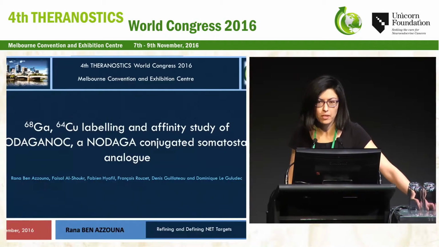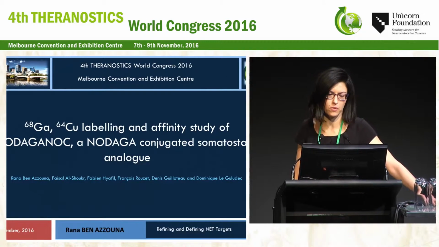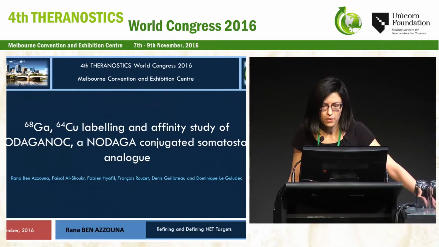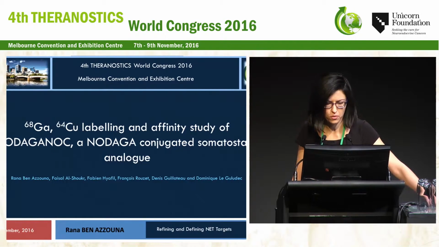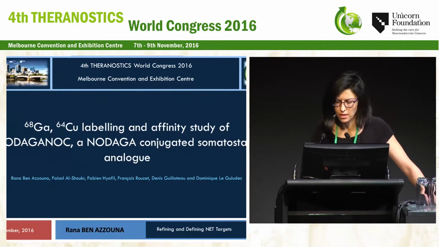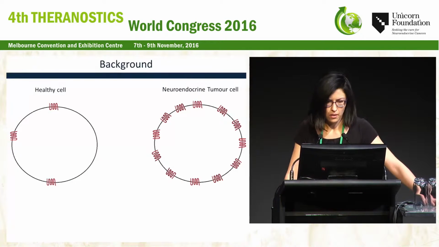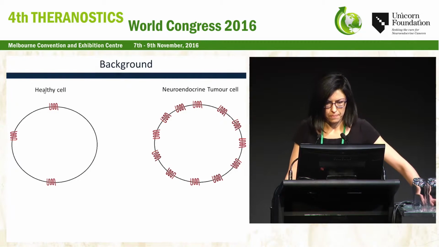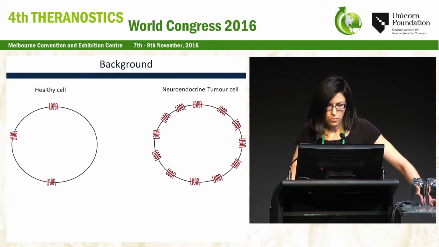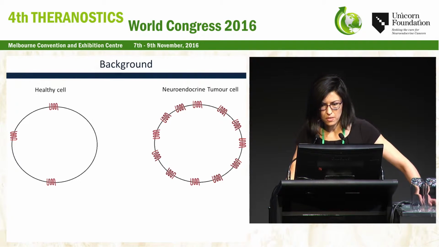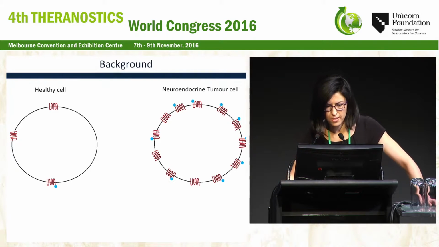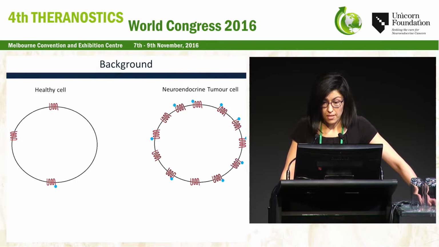Hi. Today I'm pleased to talk about gallium-68 and copper-64 labeling and affinity study of NODAGANOC, a NODAGA conjugated somatostatin analogue. As you know, somatostatin receptors are normally expressed in healthy cells and overexpressed in neuroendocrine tumor cells. These receptors are also ideal targets for drug development.